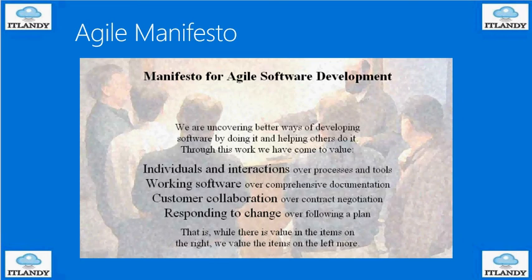What's the Agile Manifesto? The Manifesto for Agile software development. Basically, we are uncovering better ways of developing software by doing it and helping others to do it. So individuals and interactions over processes and tools, working software, customer collaboration, responding to change, and so on. This is how they define the Agile Manifesto.